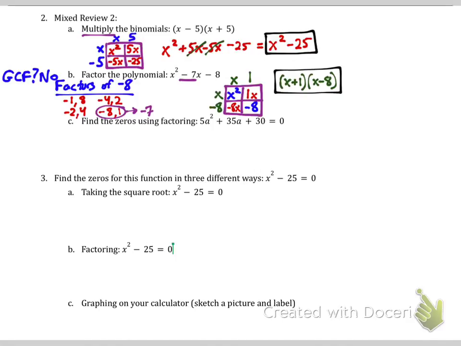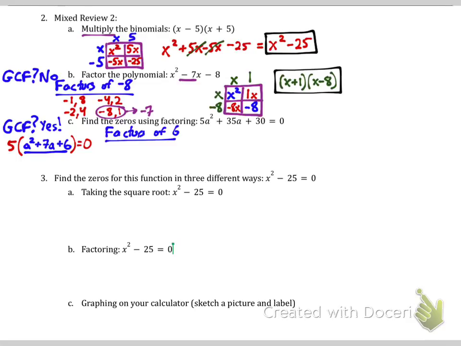For part C, we need to find the zeros using factoring, so I'm going to ask GCF. I'm glad I've been asking that question because the answer here is yes, there is a GCF, and it's going to make it much, much easier to pull it out. So notice 5 is the GCF. When we remove the 5, we're left with a squared plus 7a plus 6. I'm going to factor just the equation on the inside of the parentheses.